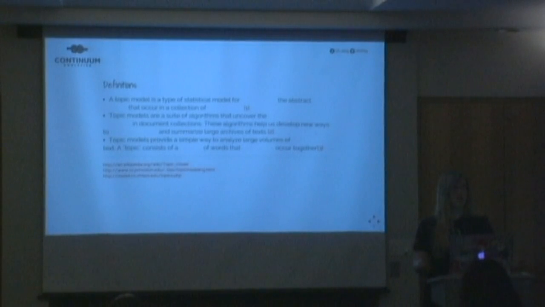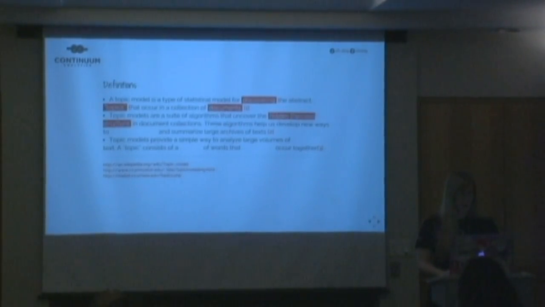So let's start with definitions. What is topic modeling? I found three different definitions. One from Wikipedia says a topic model is a type of statistical model that allows you to discover abstract topics that occur in a collection of documents. Another one that's also good, from David Blei, says topic models are a suite of algorithms that uncover hidden thematic structure in document collections. These algorithms allow you to develop new ways to search and browse large archives of text. Topic models provide a simple way to analyze large volumes of unlabeled text, where a topic consists of a cluster of words that frequently occur together.